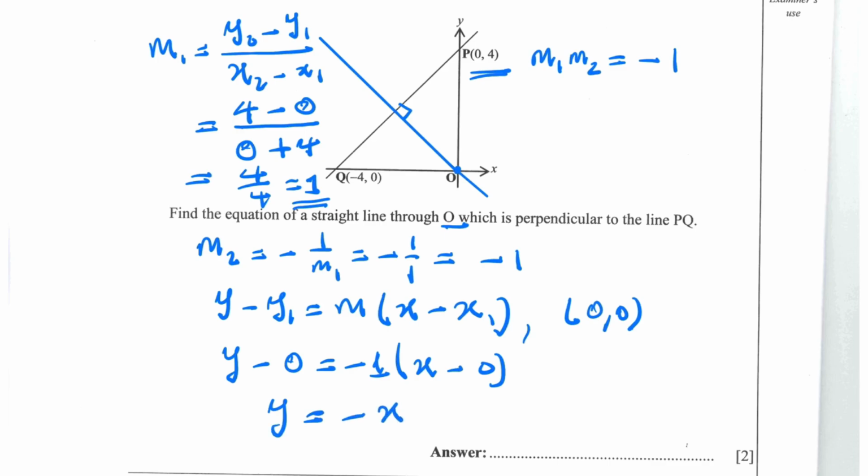So the equation of the line passing through the origin perpendicular to PQ is the line y is equal to -x. And we are done.